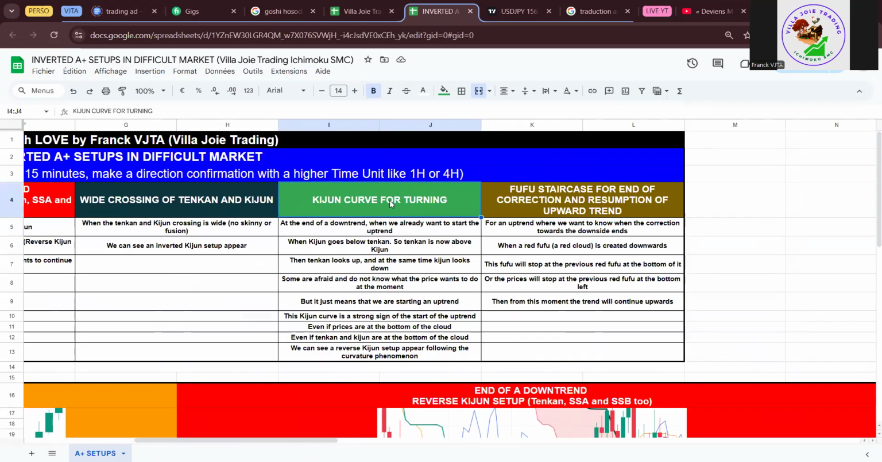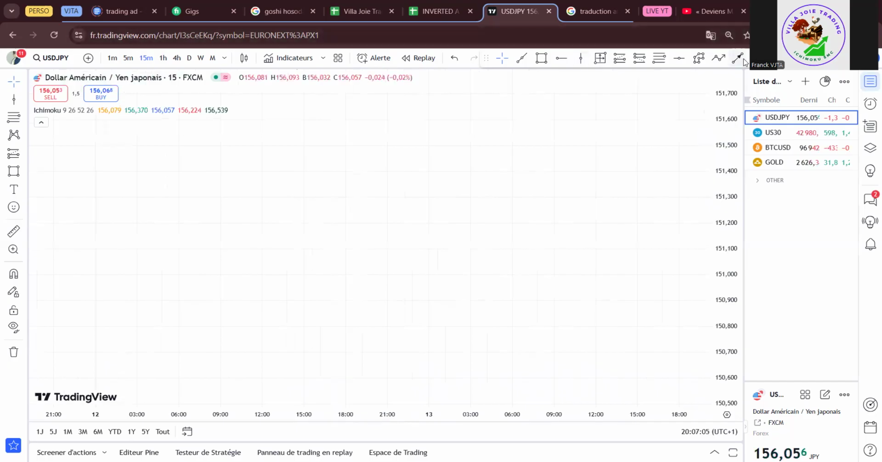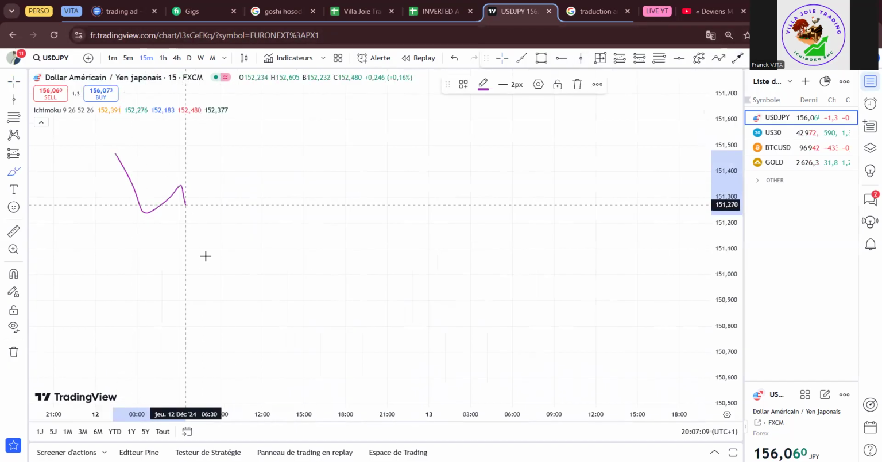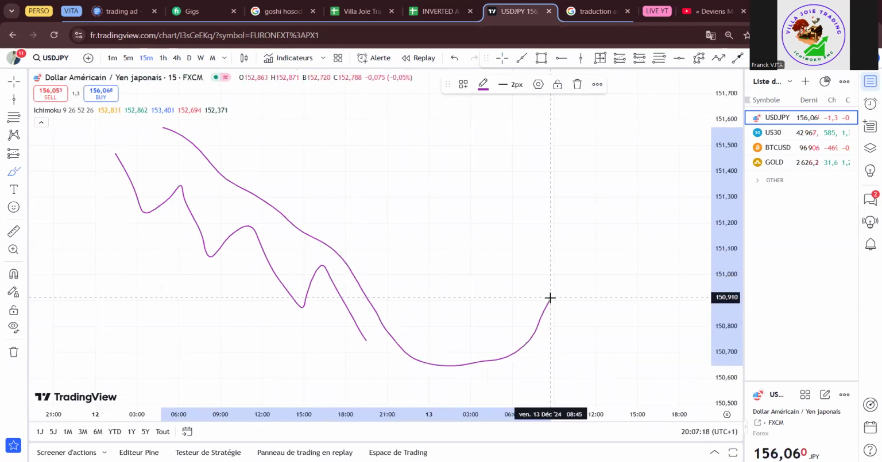Now, the next thing is that Kijun curve. Kijun curve, is that right? Because you need to understand the Kijun curve. The price is going down like this, right? At a certain moment, you will see Tenkan going like this and then making this, right?